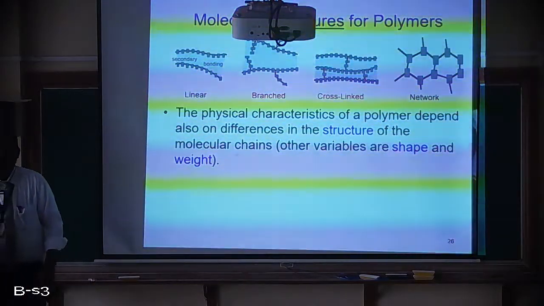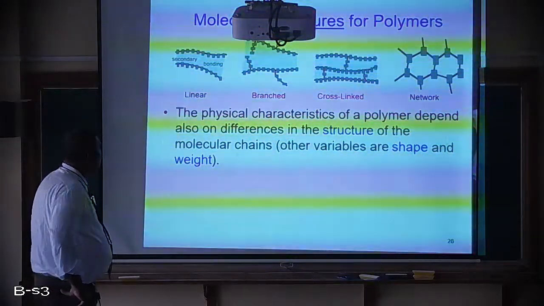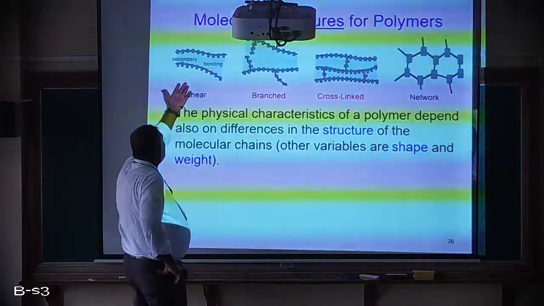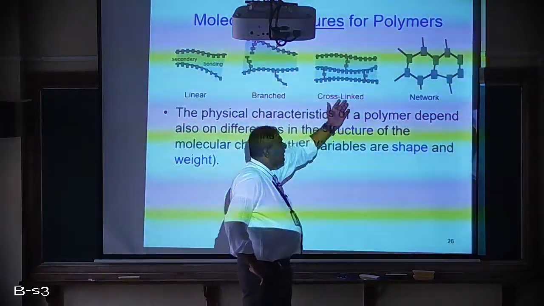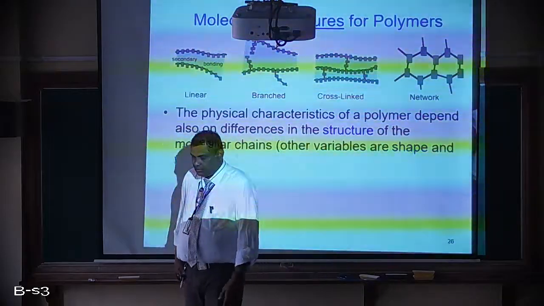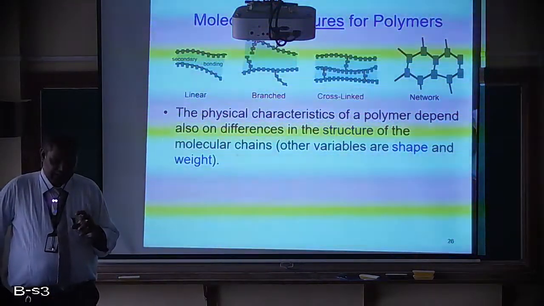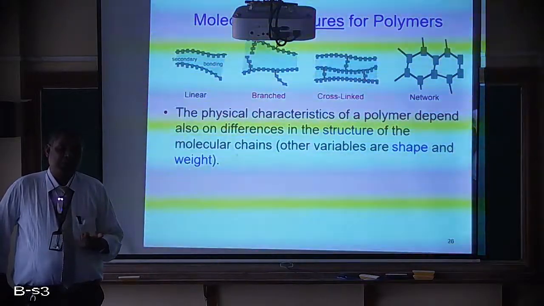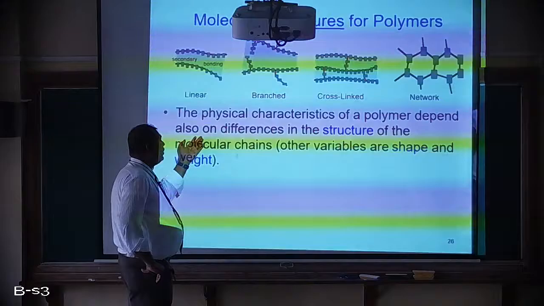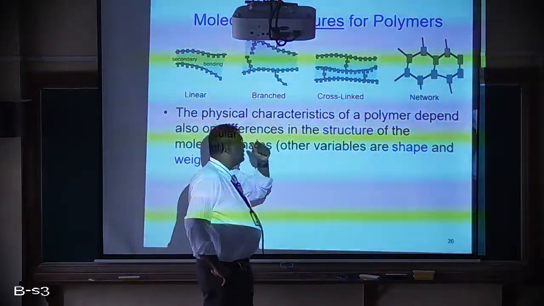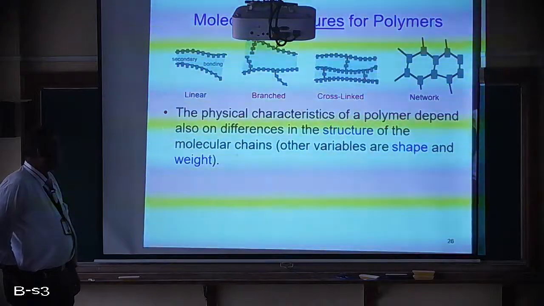These are molecular structures of polymers. So as in earlier cases we have seen, this is a bonding, secondary bonding. So these are linear, these are branched, these are cross-linked, and these are network. So in each type of arrangement, the chemical bonding is different. As a result of that, the strength and properties are also different. So the physical characteristics of a polymer depend on the differences in the structure of the molecular chains. So other variables are shape and weight.